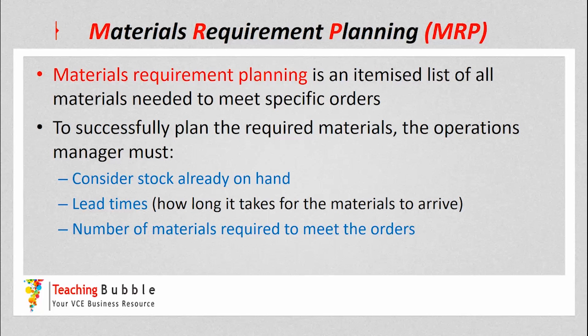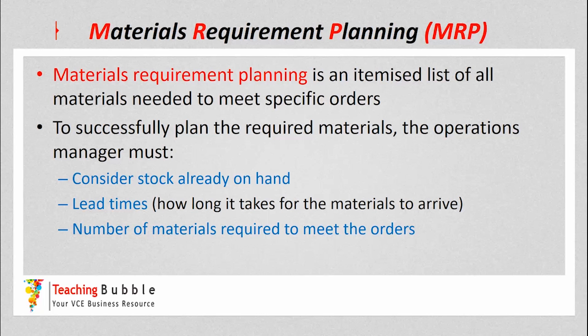So the MPS sets out what is going to be produced and when, and the MRP will then outline the materials required to produce what is outlined in the MPS. So they can go hand in hand and work really closely together. So with an MRP, the operations manager really needs to consider the stock they already have on hand.